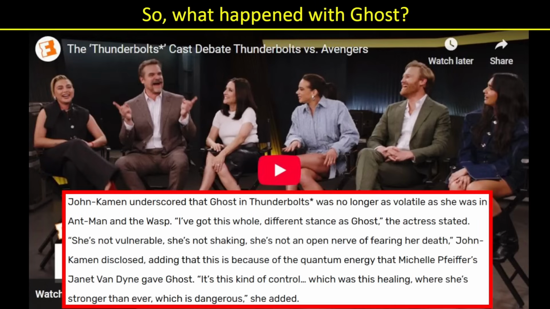And she added, "This is because of the quantum energy that Michelle Pfeiffer's Janet Van Dyne gave Ghost. It's this kind of control, which was this healing, where she's stronger than ever, which is dangerous." So that seems to imply that after everyone returned from the blip, they were able to give Ghost those healing particles. I really hope they bring that up in the movie, but that would explain how Ghost is still alive. In fact, I'm going to guess that Ghost was blipped, and that's how she survived up until that point.